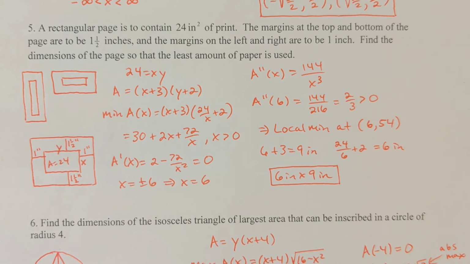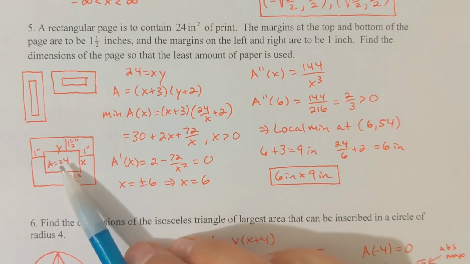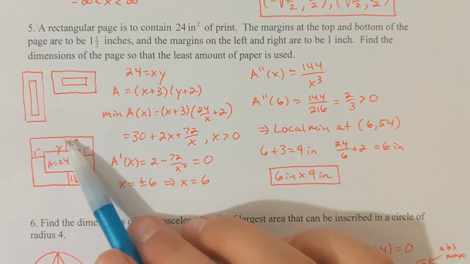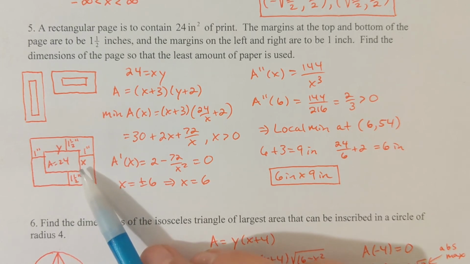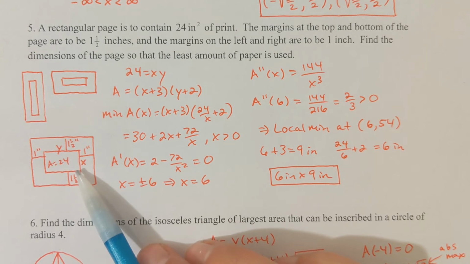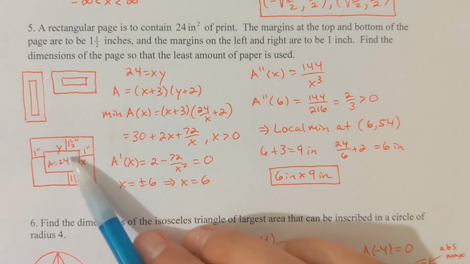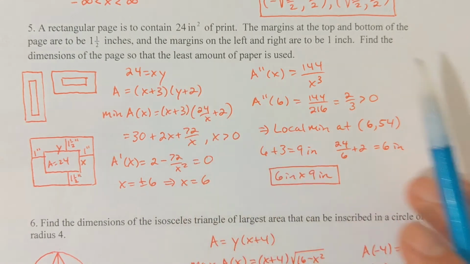So I've drawn a picture. The area of the printed region is 24 square inches. The left and right margins are 1 inch. The top and bottom margins are 1.5 inches. Let's let y be the length of the printed region and x be the width of the printed region. So the area being 24 square inches of print would be where I take x times y.